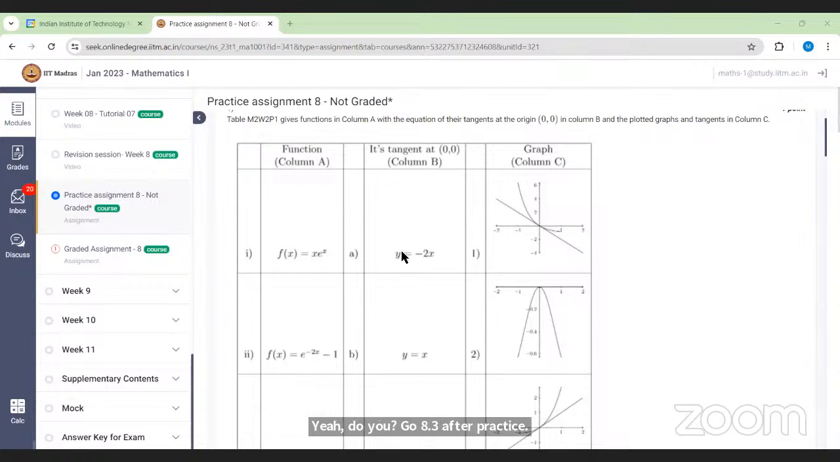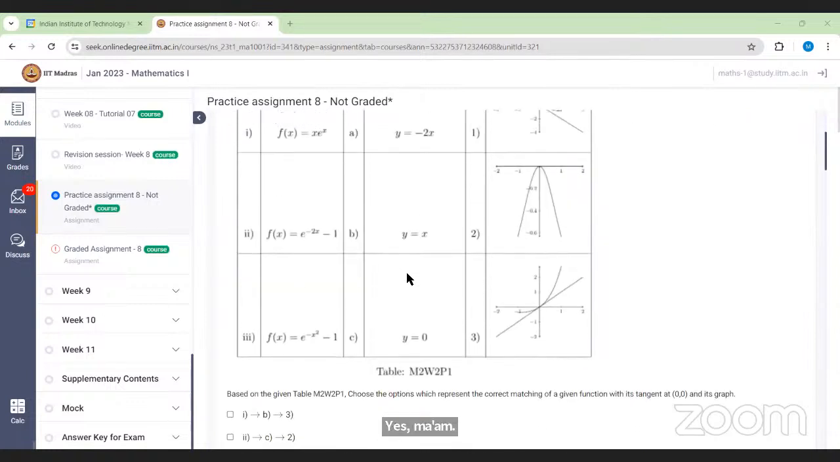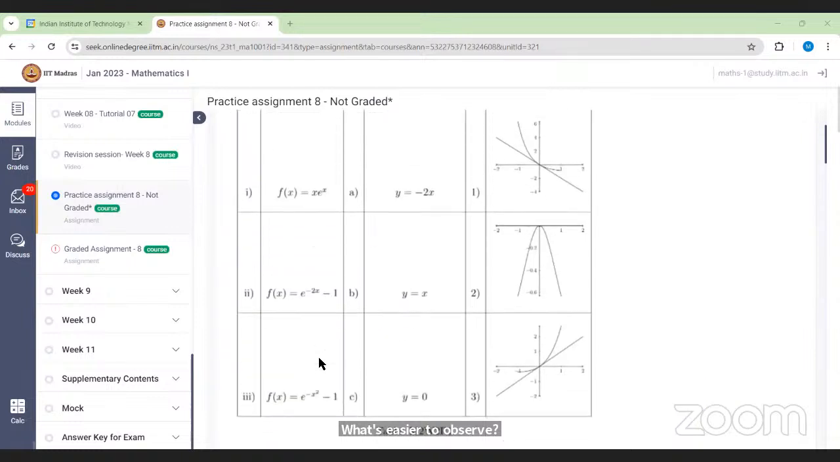So here you have to compute the tangent at (0, 0). The tangent at (0, 0) will be the line which passes through (0, 0), having the slope f dash at 0. So here you have to find f dash, then put x equals 0, find f dash at 0, and then find the tangent, right? When you find the tangent, I think the graph will be much easier to observe. Okay. All exponential graphs.